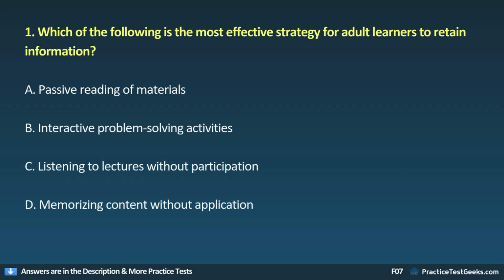1. Which of the following is the most effective strategy for adult learners to retain information? A. Passive reading of materials. B. Interactive problem-solving activities. C. Listening to lectures without participation. D. Memorizing content without application.